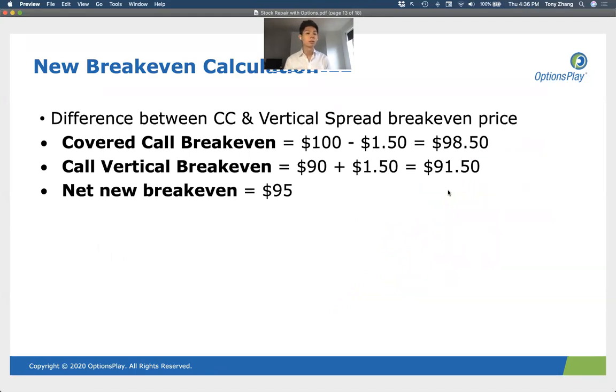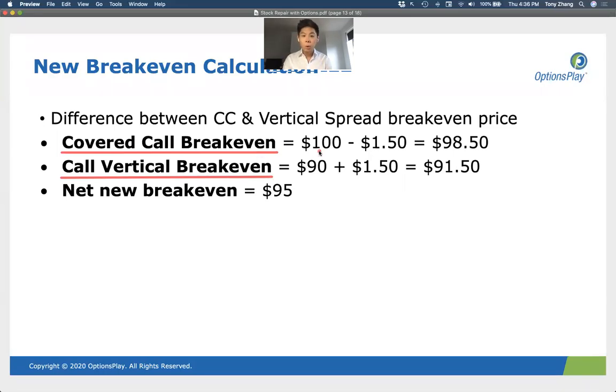This is where it requires a little bit of work, but it's not that difficult. What you do is you calculate the break-even price of the covered call that you sell, and you calculate the break-even price of your call vertical, the debit spread that you were able to effectively finance with your covered call. And then what you do is you average the break-even price between the two.